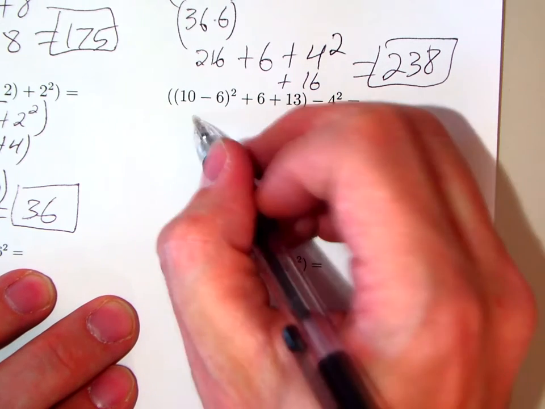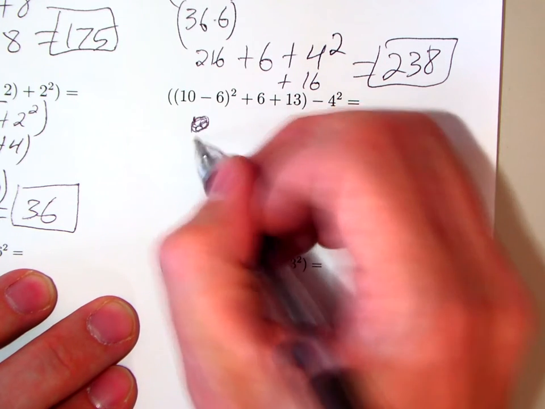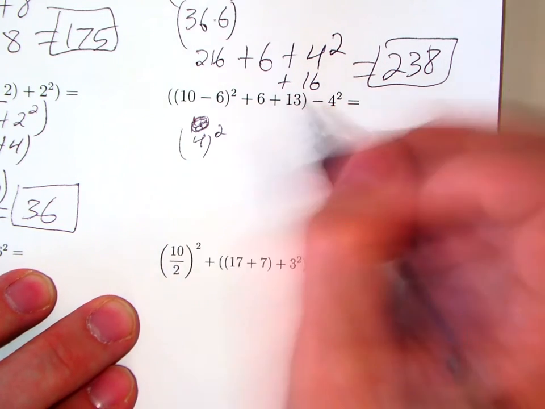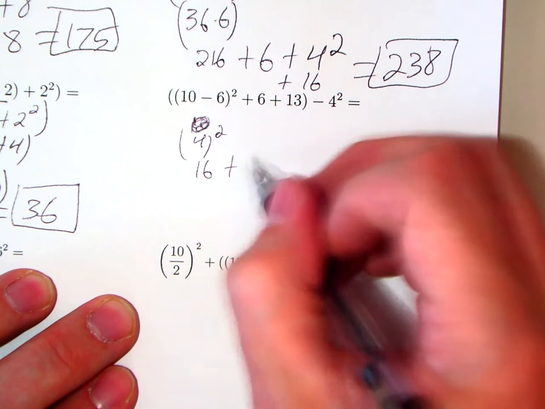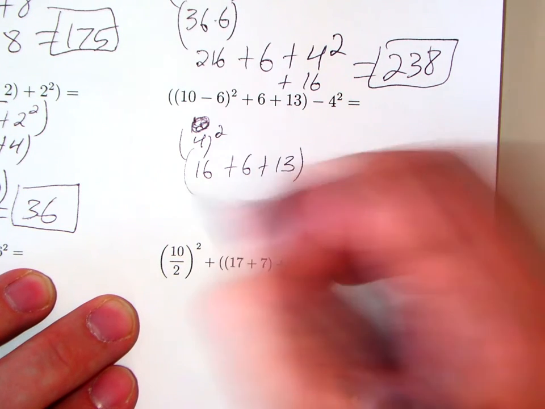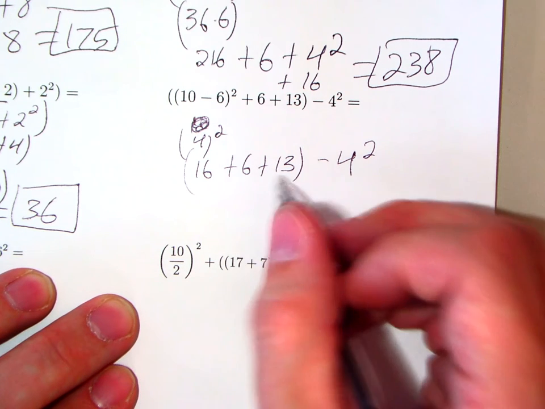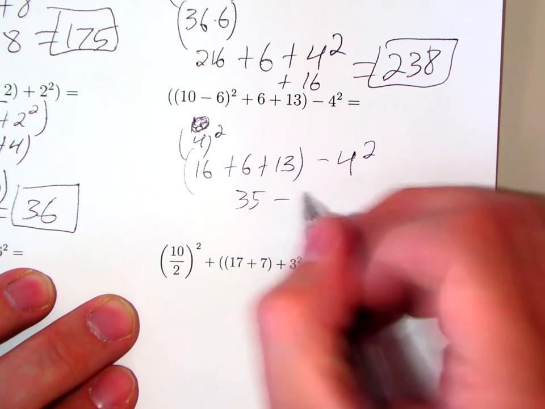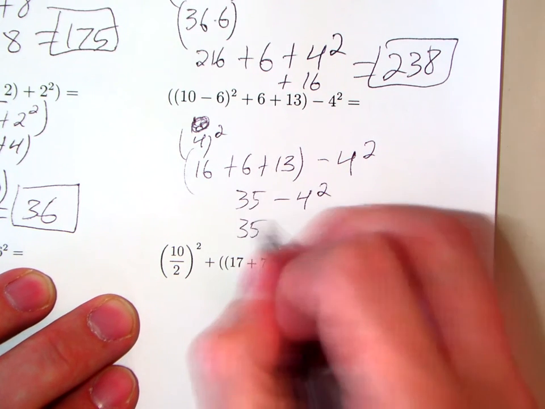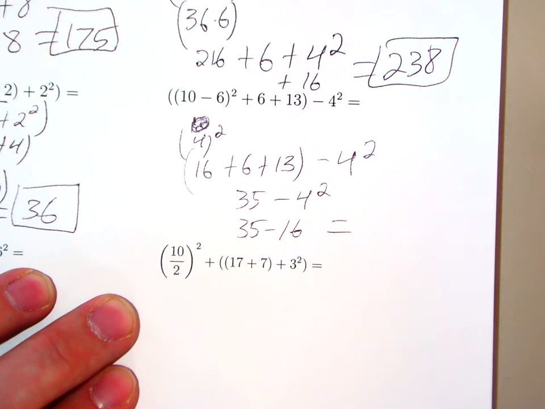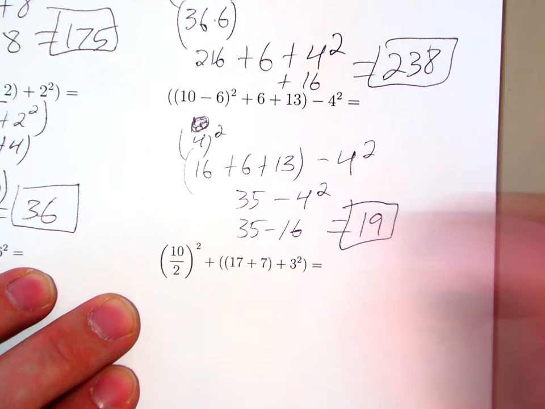On the right, the innermost layer of parentheses gives us 4, because 10 minus 6 is 4. And when we square this, we get 16. So we'll add this to 6, and we'll add that to 13. And then we'll subtract from that quantity 4 squared. So 22 plus 13 is 35 minus 4 squared. So 35 minus 16. And this gives us 19.